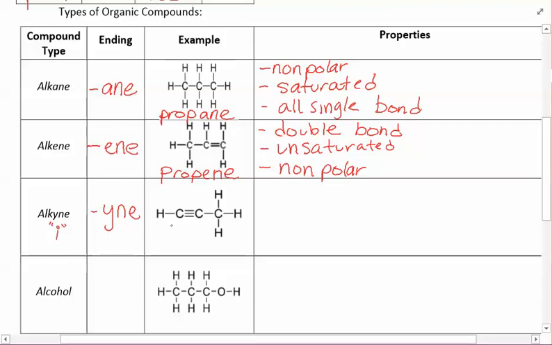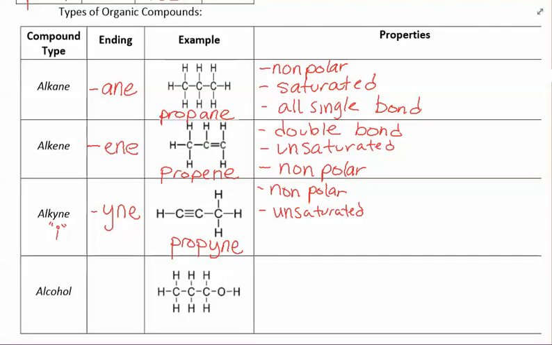Another example with the 3 carbons, we would make this the prefix prop. So then this would be propyne. Still nonpolar. This is also unsaturated. And the reason this is unsaturated is because of either the double or the triple bond. Double or triple bonds make your organic compounds unsaturated, and this has the triple bond in it. These are the 3 main types.